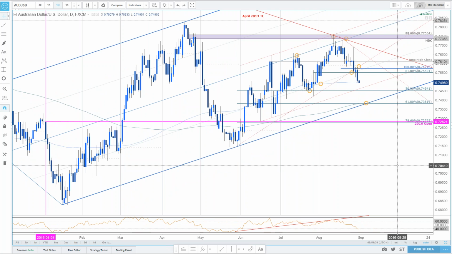Again, remember, next month, central bank rate decisions for all major central banks across the globe. So certainly we won't be at a loss of event risk heading into the start of September trade. Any questions on Aussie?